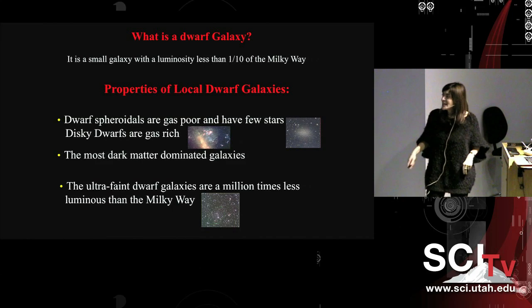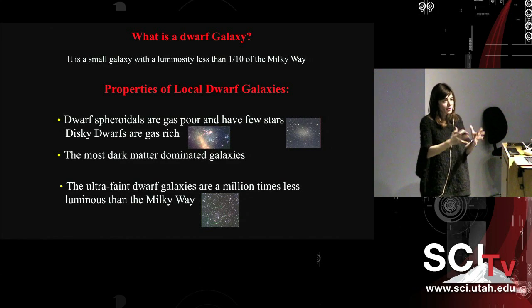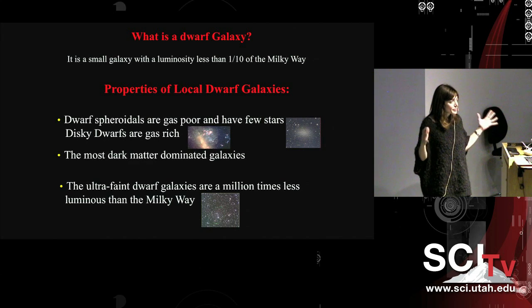It's a huge difference. So why are they so interesting? As I said, because they contain very old stars. Very old stars means information of the early universe. They're very interesting also for another reason: we believe that they contain much more dark matter than our Milky Way. Our Milky Way has 10% in baryonic matter, in what we can observe. When we look at the disk and the bulge of the Milky Way, we only see 10% of the entire mass of the Milky Way. The 90% is essentially dark matter, invisible.